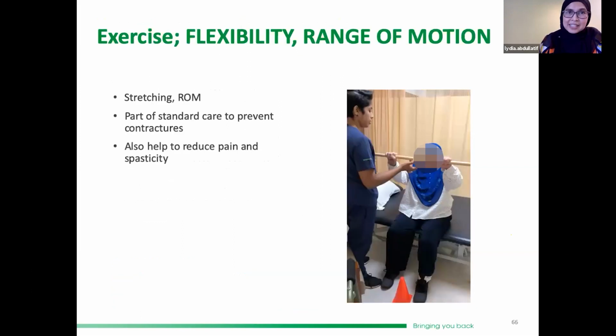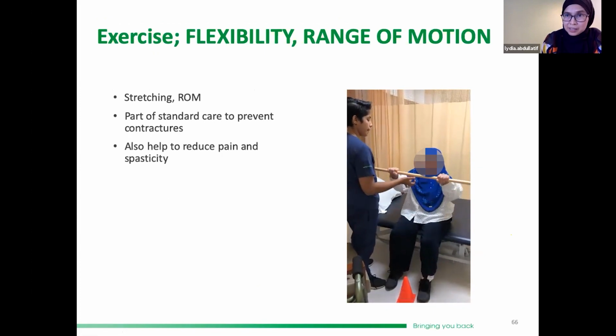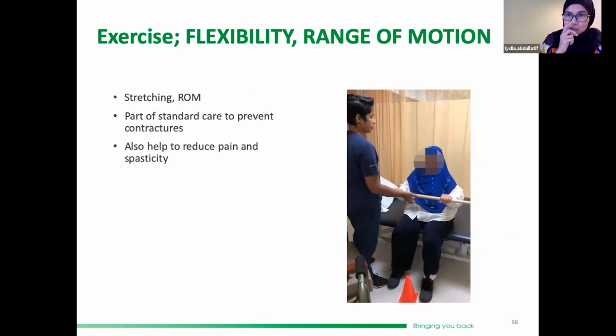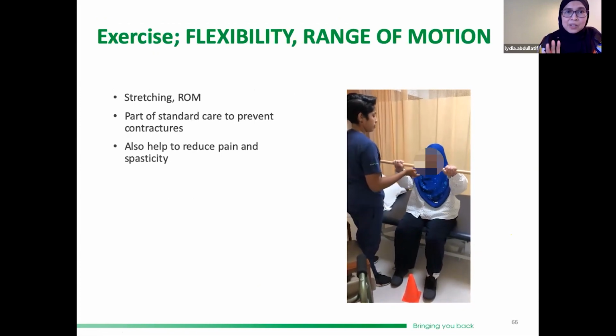The next exercise is flexibility or range of motion. So this is what we mean by range of motion. It is doing stretching to maintain the range of motion. Range of motion is part of the standard care to prevent complications such as contractures. It also helps to reduce pain and spasticity, especially for patients with MND with upper motor neuron involvement, where they have a lot of stiffness.